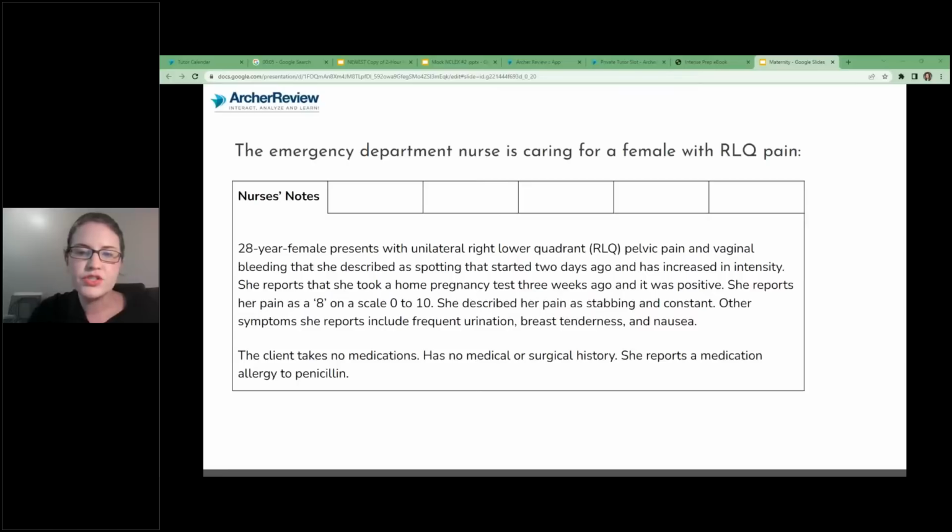So you guys should start coming up with a hypothesis. Basically, the way I analyze these type of questions, when there's a nurse's note, is I go through and figure out what's abnormal. Well, the right lower quadrant pelvic pain, vaginal bleeding. She's pregnant. That's important to note. The pain is severe. It's constant and stabbing. Those are the things we want to focus in on. And what I want to do is take those abnormal findings and start to come up with a hypothesis in my brain. What do I think is going on here? So start coming up with that hypothesis. What do you suspect is going on with this patient?